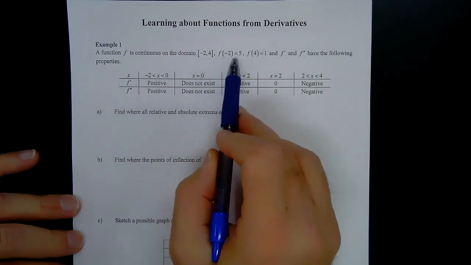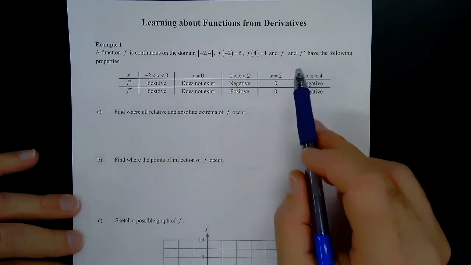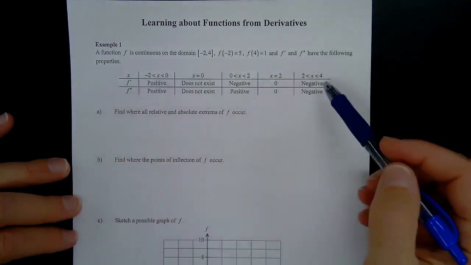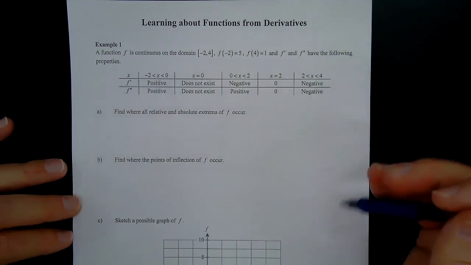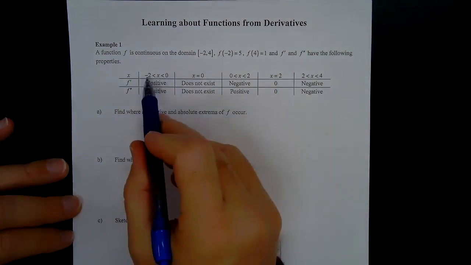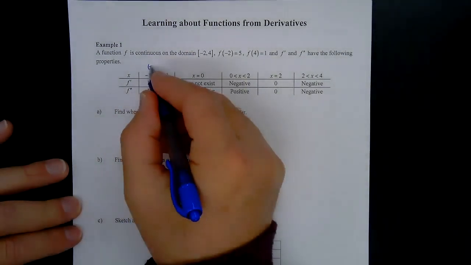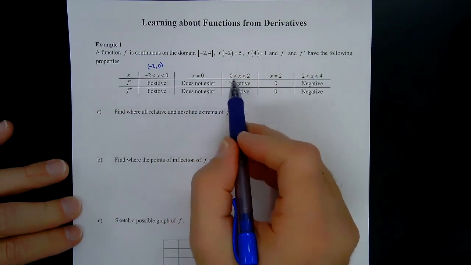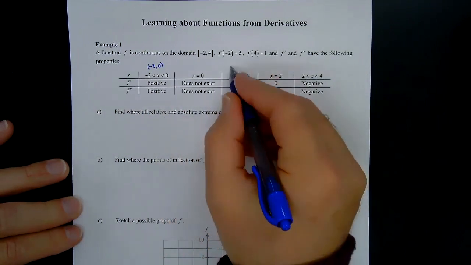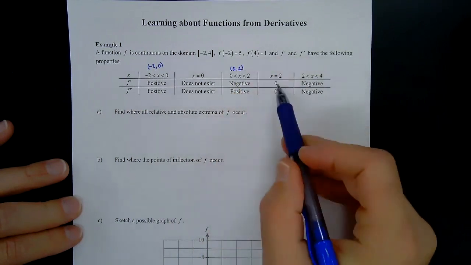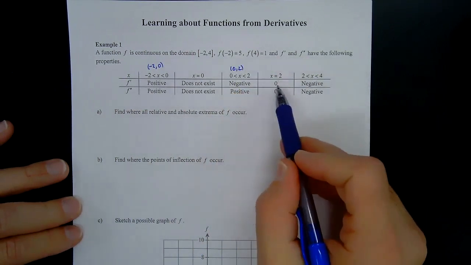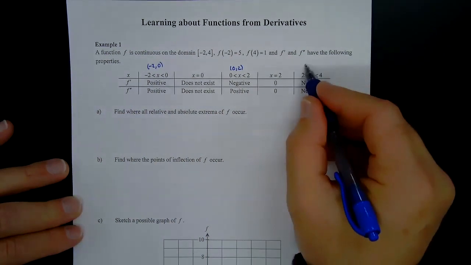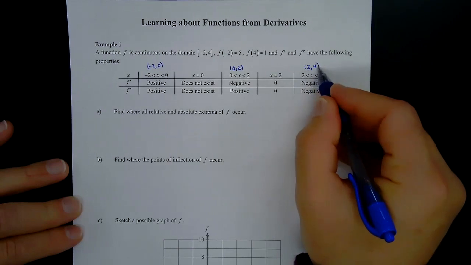We know that f of -2 is 5, f of 4 is 1, and then we have this information about f prime and f double prime. They have the following properties. Now, this is a sign chart, okay? So this is the interval -2 to 0, so that would be (-2, 0). This is exactly 0, what's happening. This is the interval 0 to 2. This is x equals 2, so the derivative is 0 at x equals 2. And 2 to 4, that tells me something about the derivatives, okay?